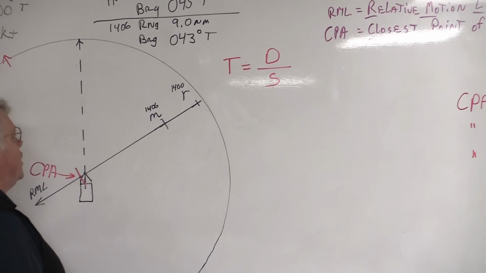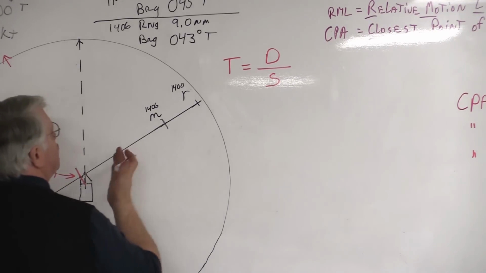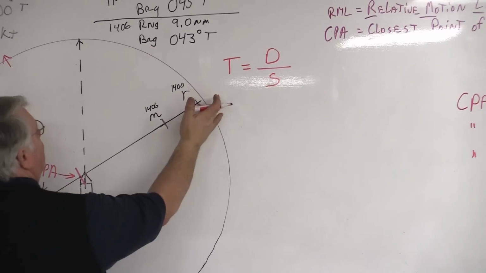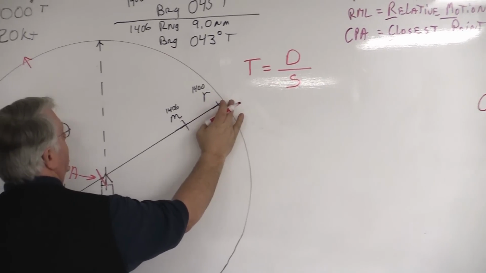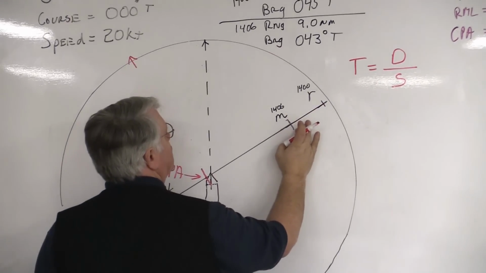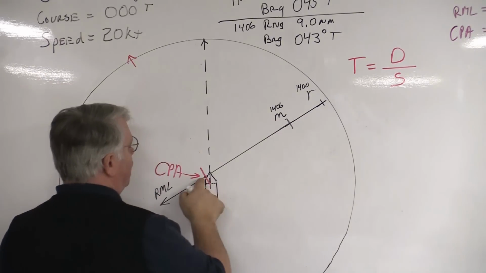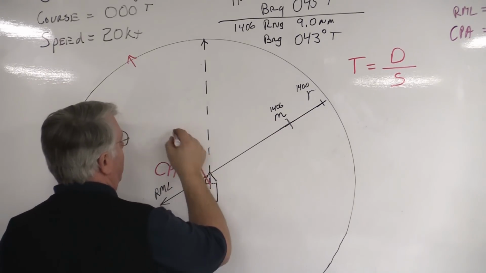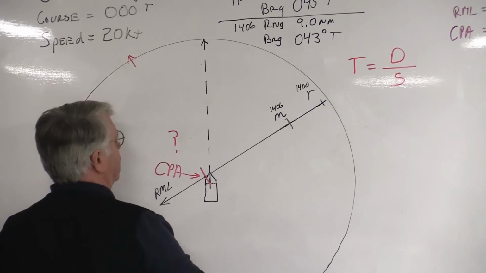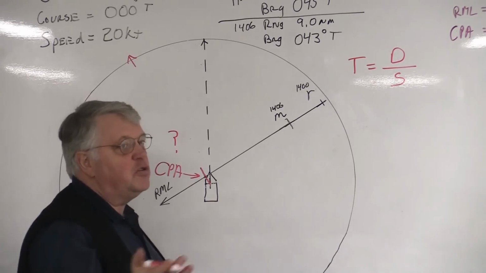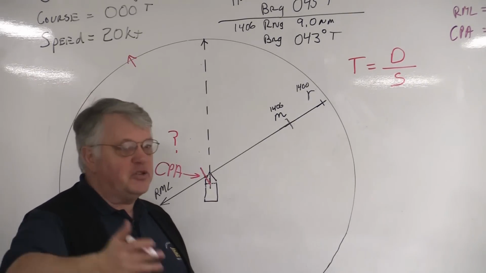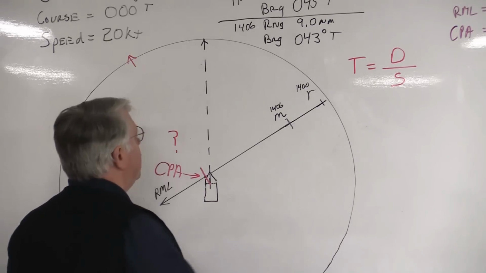Well, the first thing is distance. When we observe our plot, we knew he was here at 1400, and we know he's here at 1406. I'm trying to find out when he's going to get down here. That's the question. Essentially, it's no different than an ETA problem.